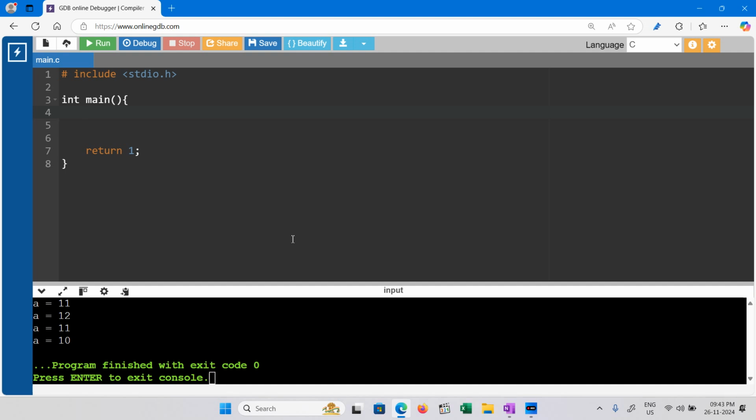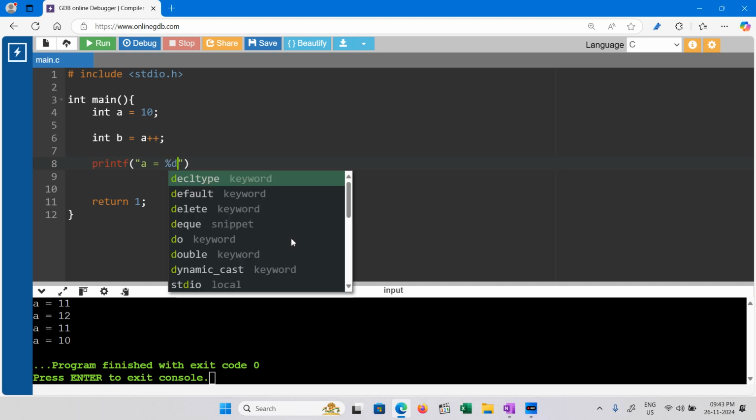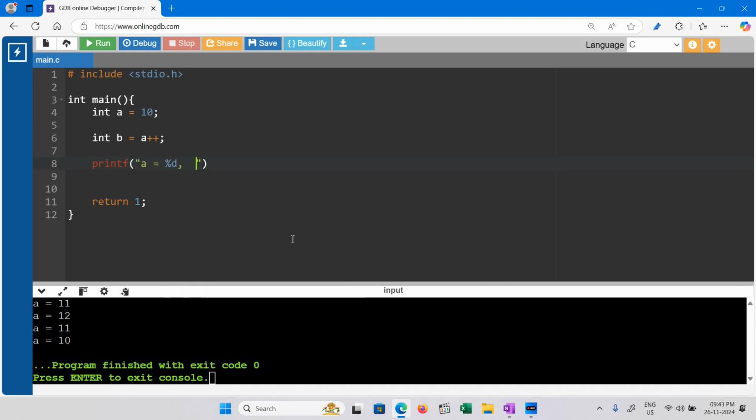So I'm using a as 10, and here I am taking b equal to a plus plus. So let's print both the values and understand. Programming is a mechanism how we can learn: just write the code and see the output and match with the theory. Else it is very difficult. You cannot just read and understand. You have to compile the code.